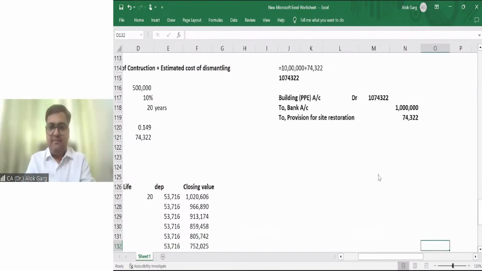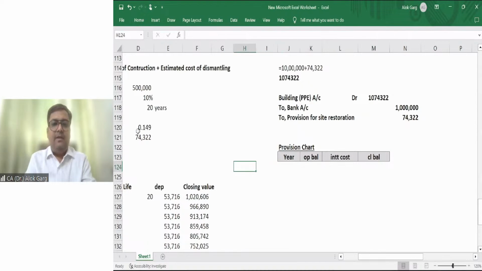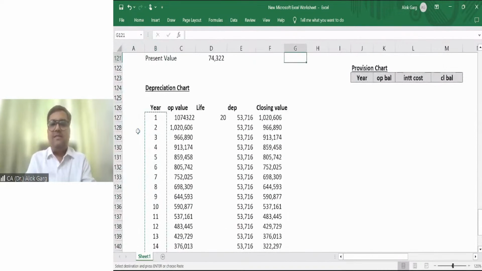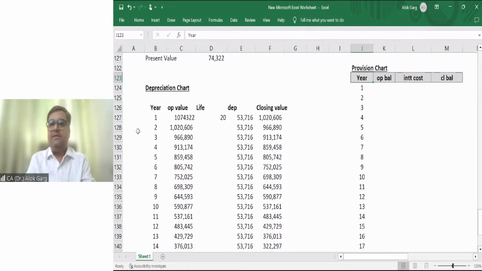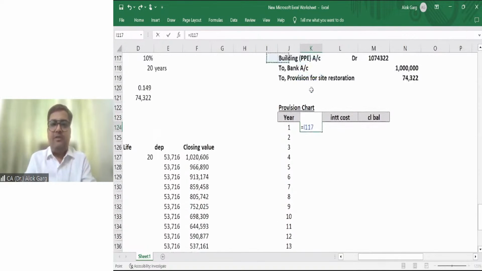Sir, what happens with this provision for site restoration? So let me show you what happens with the site restoration cost. Again, I'll prepare this provision chart. Like I prepare the depreciation chart, I'll prepare the provision chart. And I'll give you year, opening balance, interest cost, and closing balance. Here again 1 to 20, because this provision has to be paid after 20 years. My opening balance is 74,322.